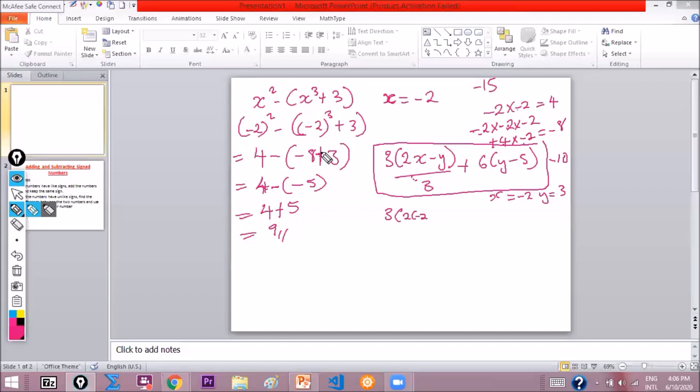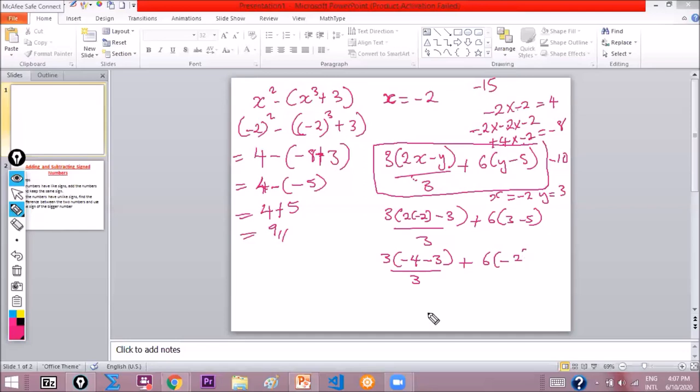Minus 19, maybe. Yeah, minus 19. Okay, so let's do this together now. We have minus 2, then brackets 3, which is what? Minus 3 divided by 3 plus 6, bracket y is 3, minus what? 5. So we have 3 brackets 2 times minus 2 give us what? A minus 4, and a minus 3 over 3 plus a 3 minus 5. What would that give us? That would give us a minus what? 2.